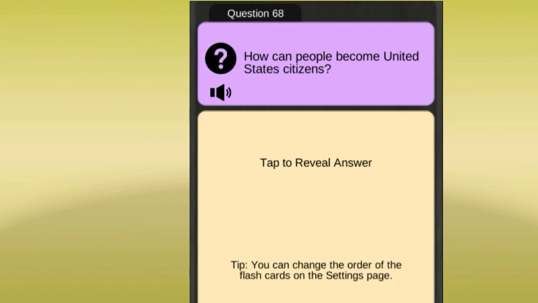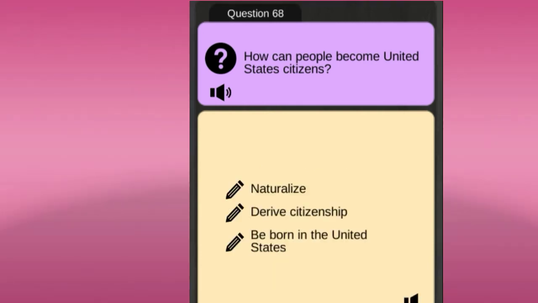How can people become United States citizens? Naturalize. Derive citizenship. Be born in the United States.